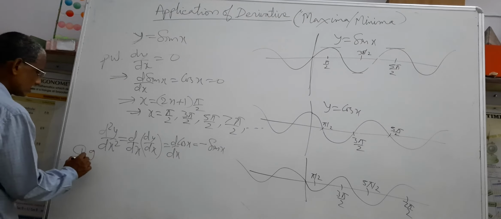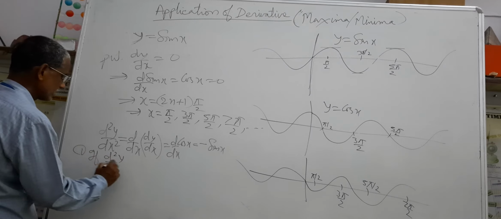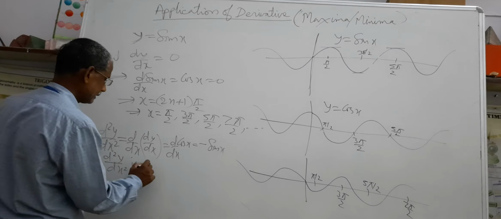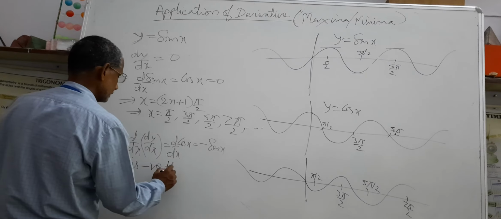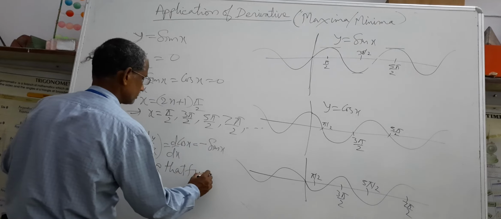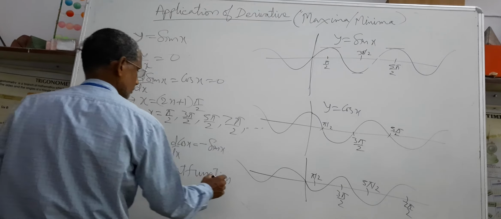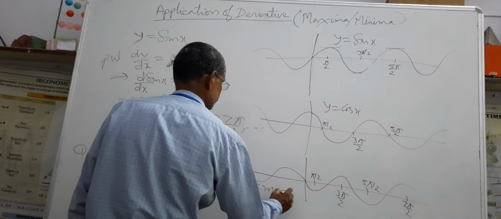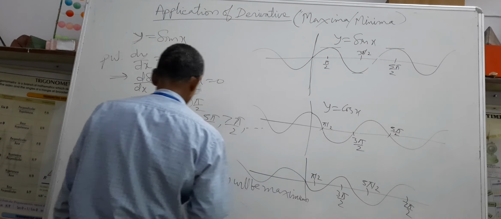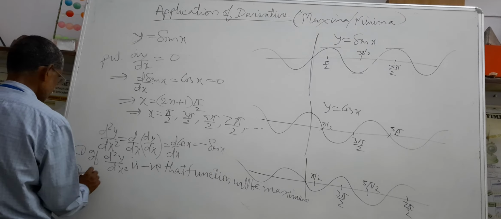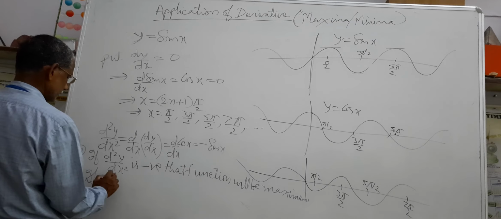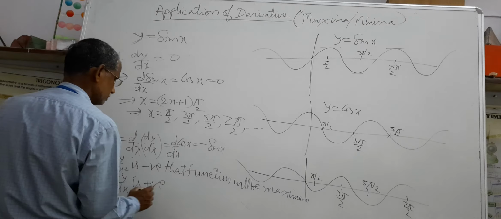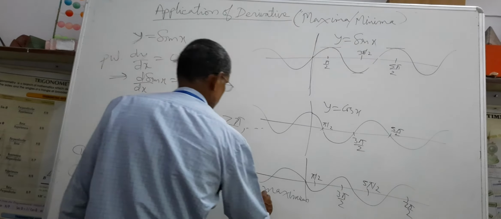Rule: if d square y dx square is negative, then function will be maximum. Second, if d square y dx square is positive, then function will be minimum.